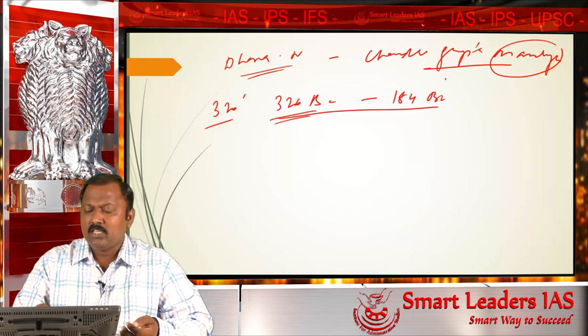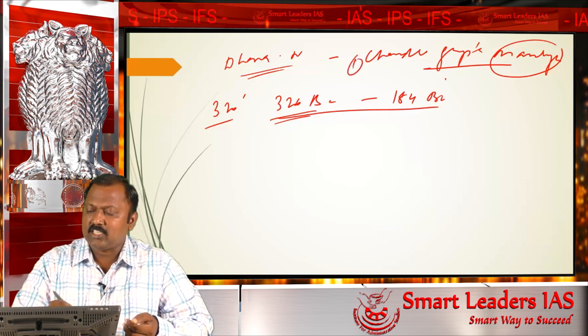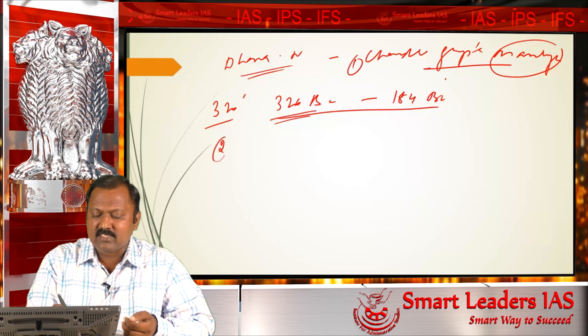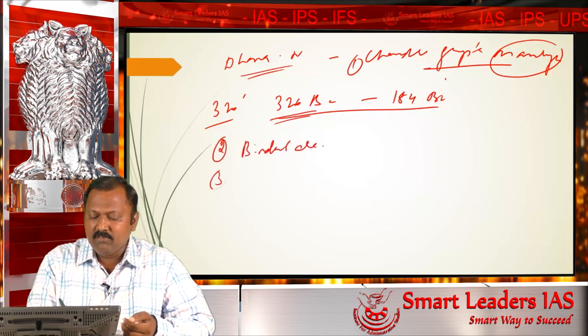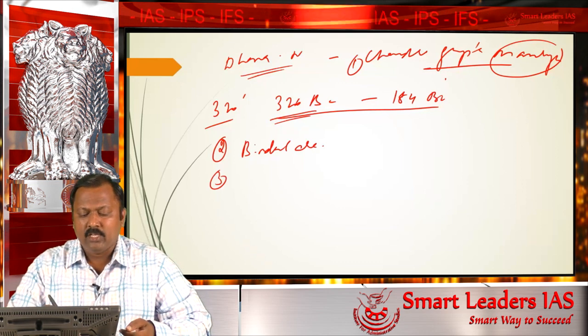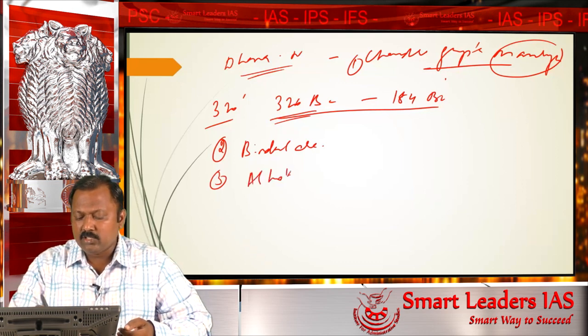The most important Maurya ruler is Chandragupta Maurya. Next we have his son, who is called Bindusara. Then we have his son, a very important ruler of the Maurya dynasty, who is called Ashoka.